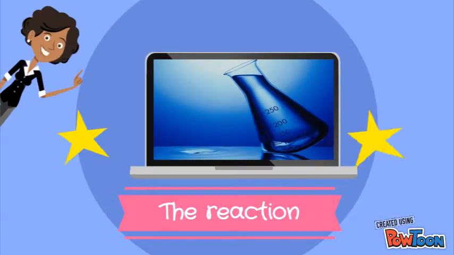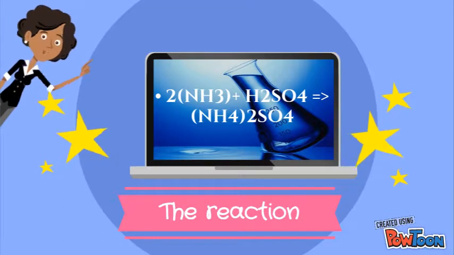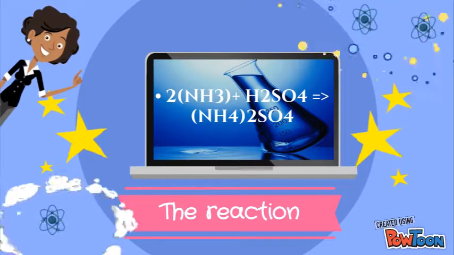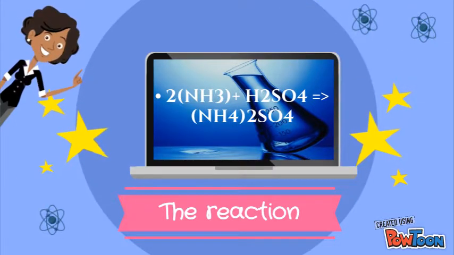But let's focus on its molecular structure given by the chemical reaction. There are two ammonia molecules in gaseous state that, when combined with an acid such as sulfuric acid, form ammonium salt.